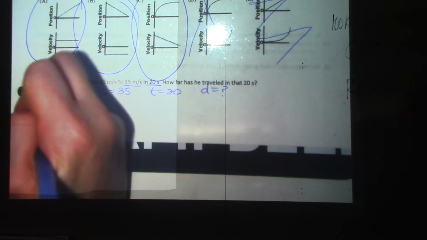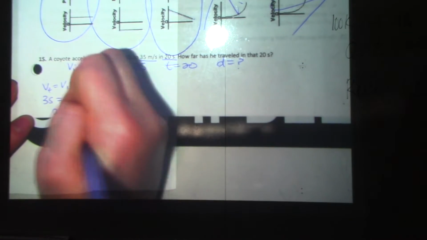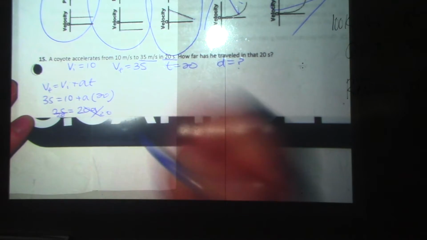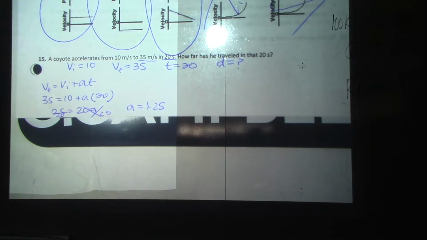So I'm going to use VF equals VI plus AT. 35 equals 10 plus A times 20. And then now I'm going to subtract the 10 over. You have 25 equals 20A. And I'm going to divide the 20 over, running out of room. So that gives me an acceleration of 1.25. Now that is not my answer.